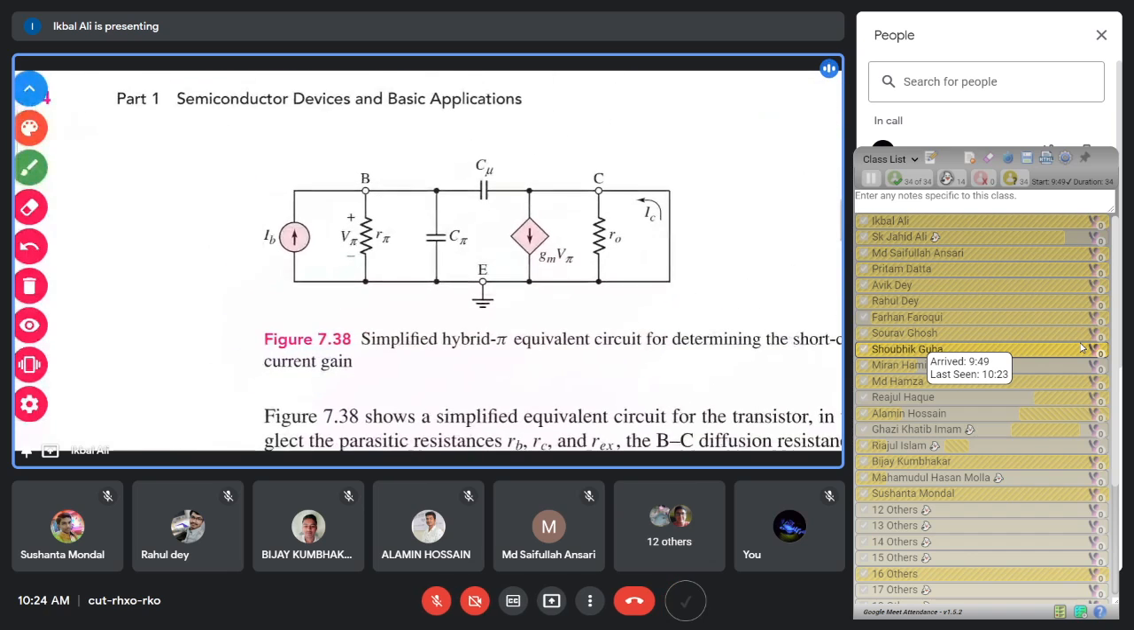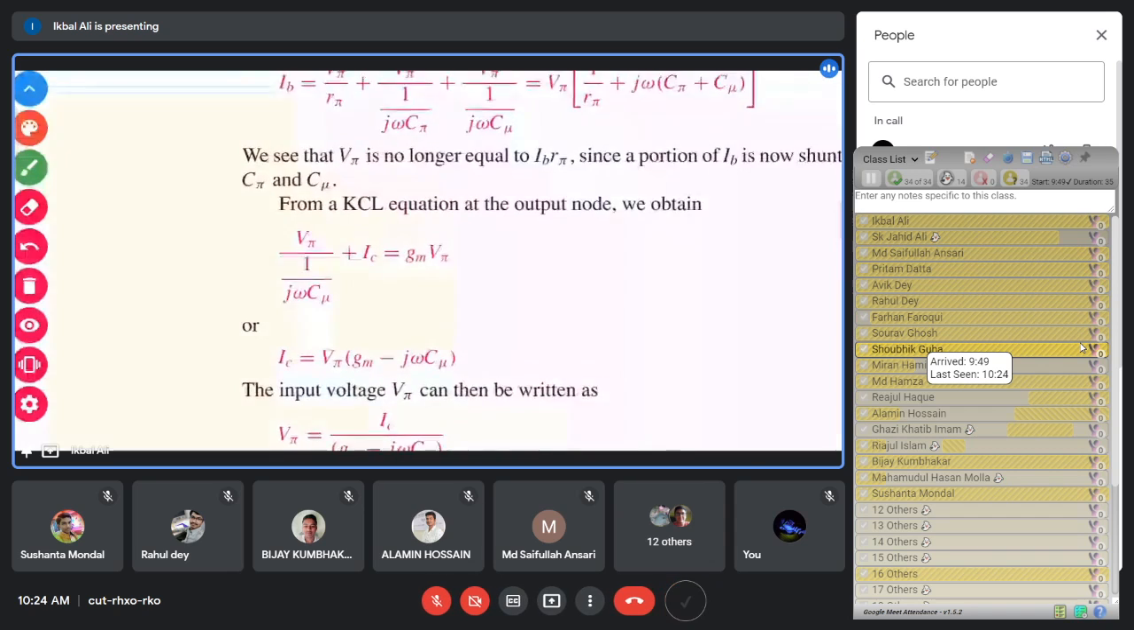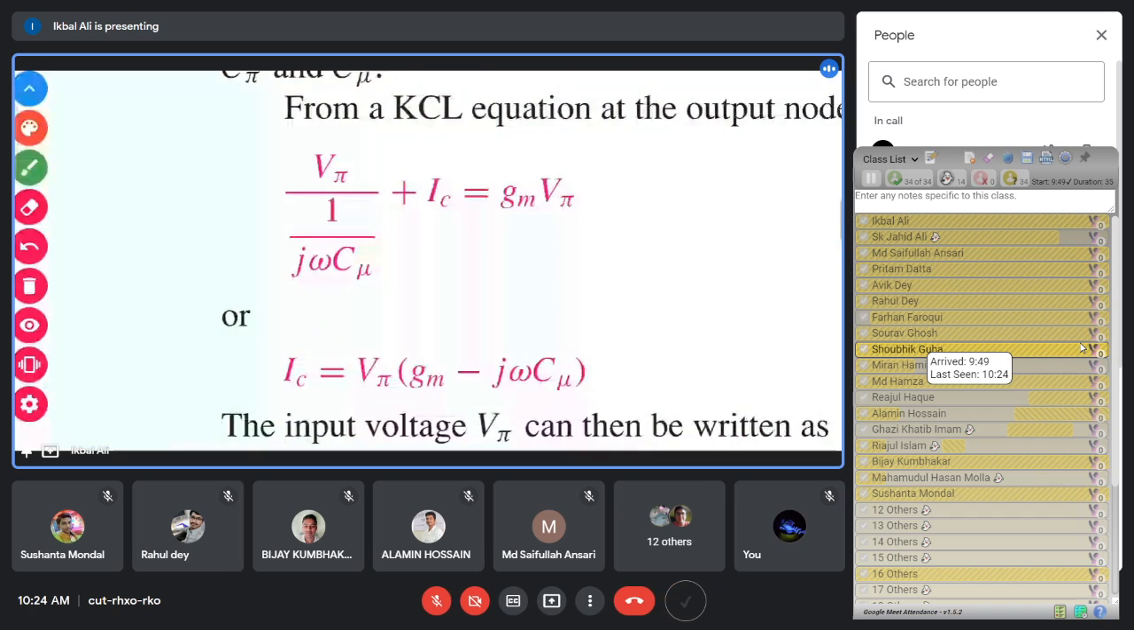So you see this current V pi by j omega C mu, which is the inward current, plus IC, should be equal to Gm V pi. That has been done in that KCL equation. That is the KCL equation at the collector node. So that has been done here.